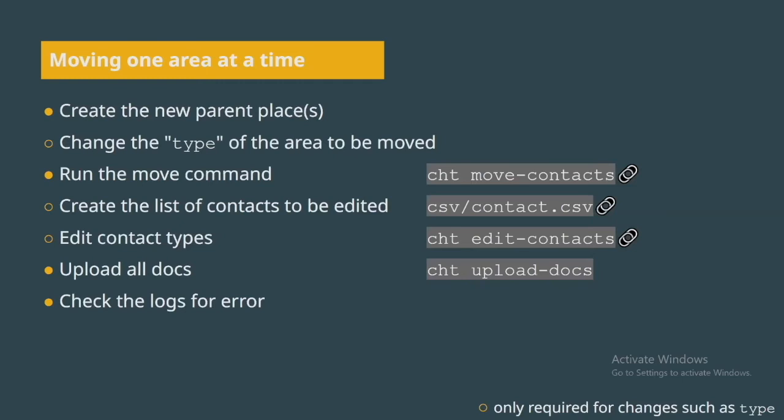And we run the move command, for which I have linked the tool here. It is using the CHT conf tool, and the command we run is cht move-contacts. The actual command is a little bit longer, but this is just a part of it. And in order to edit the contacts, we need to create the list. For that, we used a Python script to create a CSV file, and we modified it again with cht edit-contacts. This is also a CHT conf tool. And after everything is complete, only then we upload the documents.